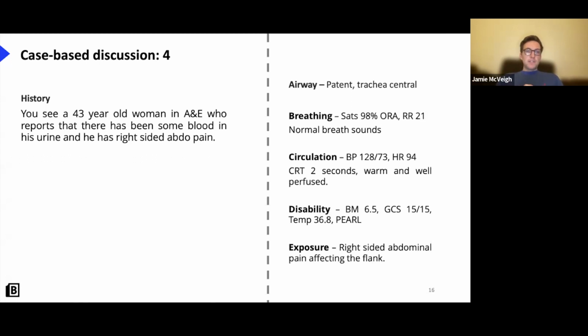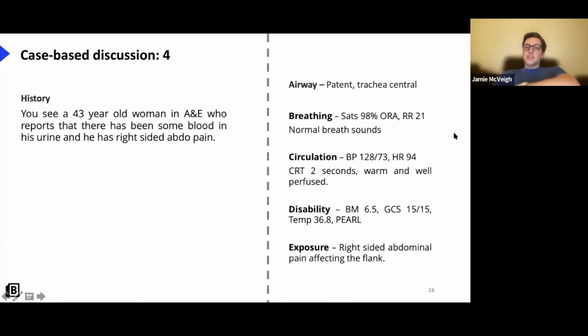So we've got a 43-year-old woman. Oh dear, and I put his, apologies for that. They report that they've had some blood in their urine and some right-sided abdominal pain. And you've been asked to go and clerk them in straight from A&E on the medical take.